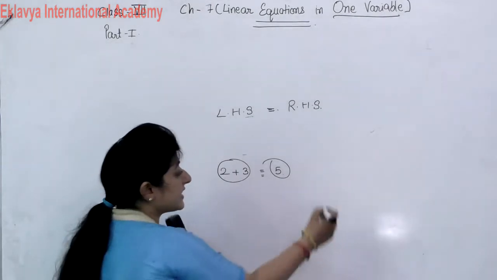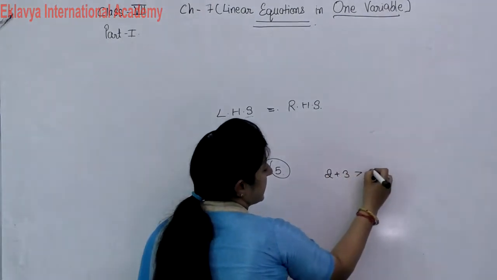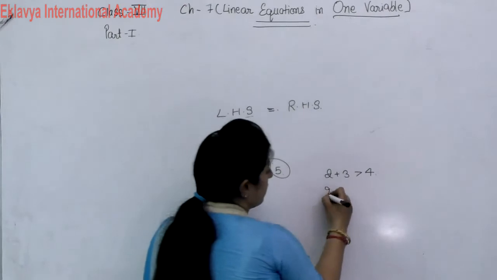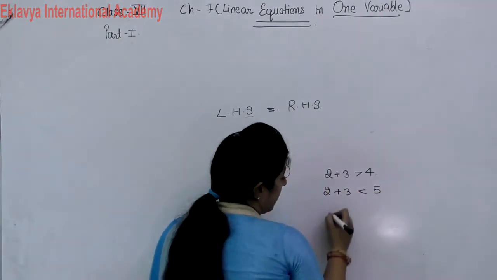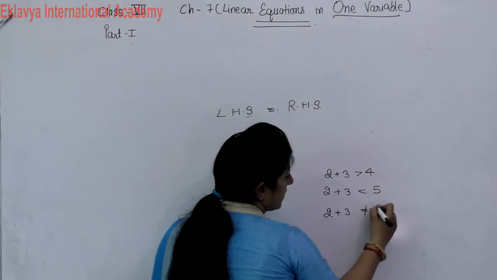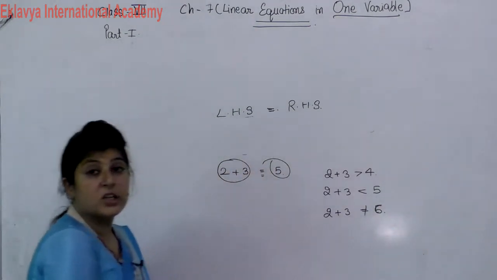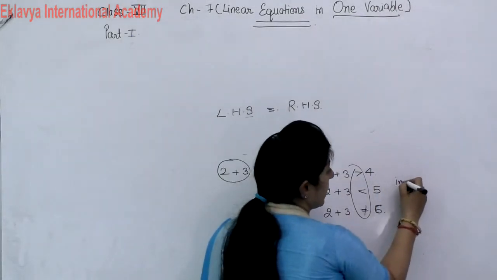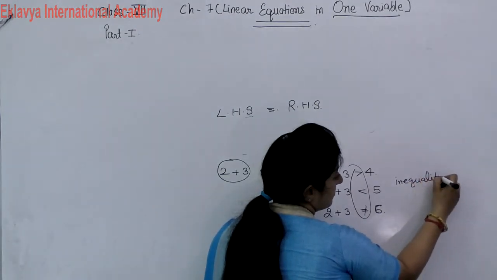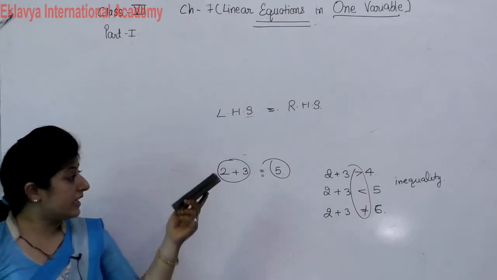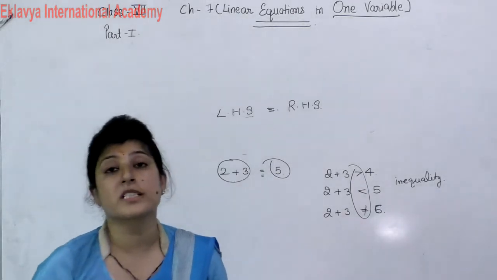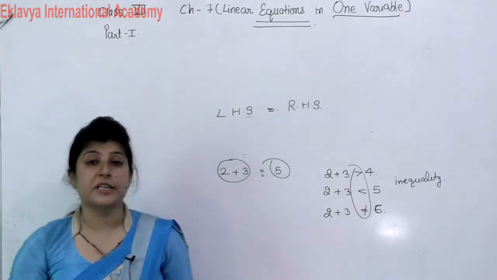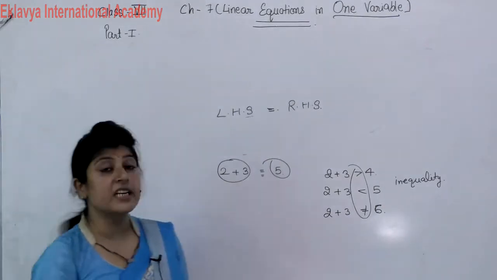If I write 2 plus 3 greater than 4, or maybe 2 plus 3 less than 5, or maybe 2 plus 3 does not equal 6, these types of signs, less than, greater than, not equal to, are inequalities or inequations. But a statement which has the equal sign is an equation. Any statement that has the equal sign is called an equation.